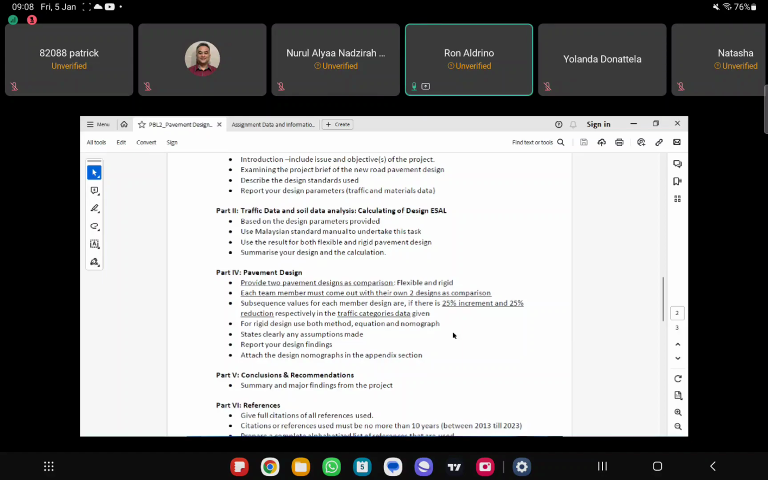Just try to do the summary of the results, state your finding and the discussion, and then all the calculation part should be included as appendix. The nomograph, the calculation. If you do hand calculation, attach it in the appendix. If you do it by other methods, software or Excel, put it in the appendix section. Right. Hope that is clear.